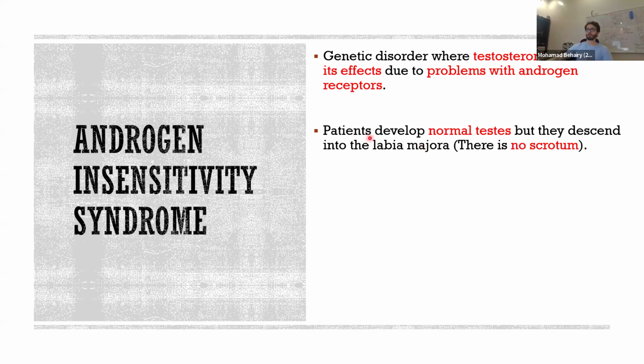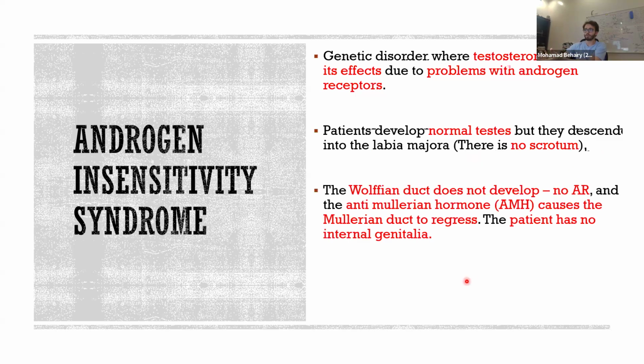What will this lead to? Normal testes, but they will descend into the labia majora. There won't be a scrotum. The testes are not even visible in the first place. This person, this guy, won't even have the scrotum. Other than that, the Wolffian duct, which develops through the androgens and testosterone, won't even be there. There won't be a Wolffian duct.